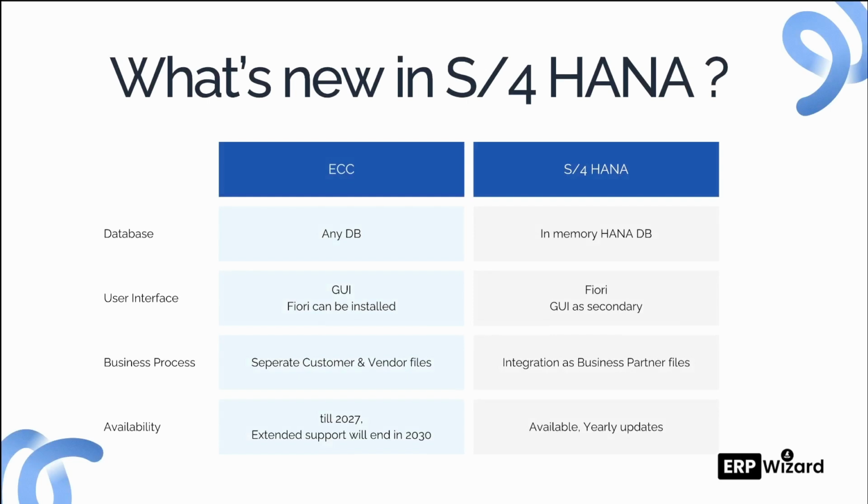Now the last point of comparison is availability. Now we know S4HANA has replaced ECC, but there are still many customers who are using ECC even today. So unfortunately, ECC will only be available till 2027, after which the customers have to upgrade to S4HANA. S4HANA of course is available, and S4HANA is upgraded yearly, and SAP is putting all their efforts in improving S4HANA. There will be no more innovations in the ECC side.